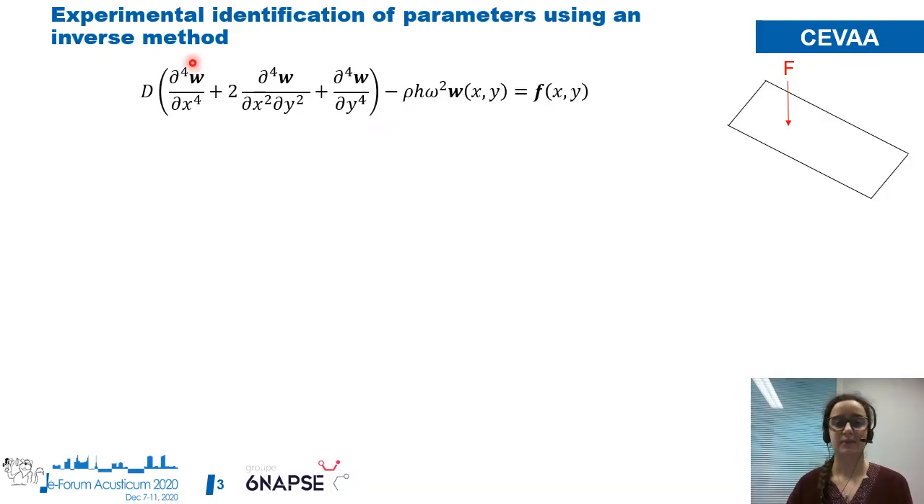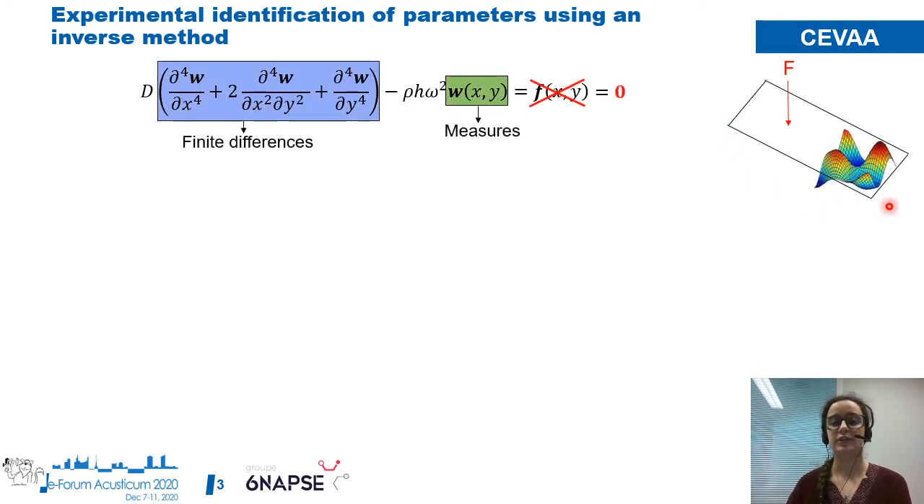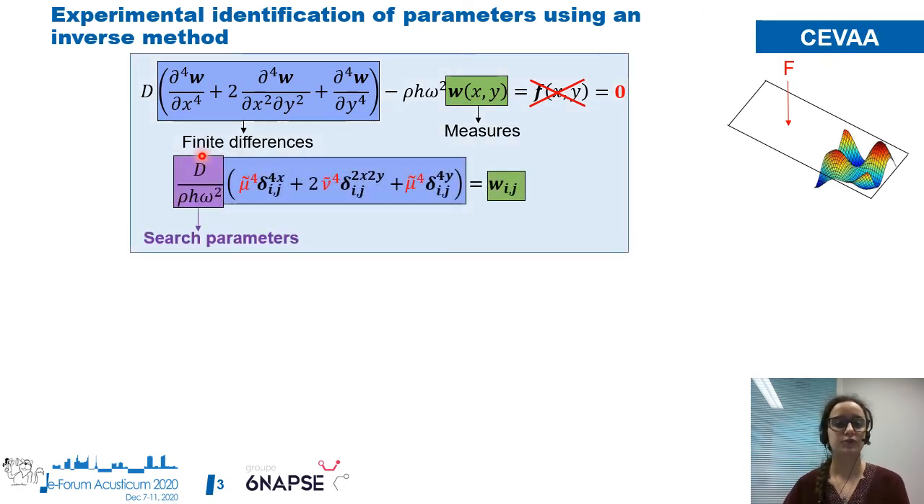The inverse method is based on the motion equation of a plate. A force is applied on the structure. If we consider an area where no forces are applied, the motion equation is equal to 0. The displacement field of the structure is measured with a laser vibrometer, and the finite difference terms are calculated. Then, the structural parameters, like the rigidity and the loss factor, are determined.